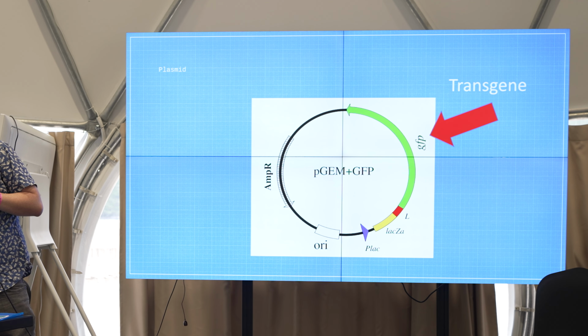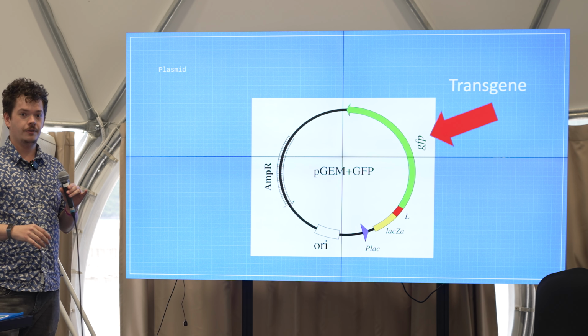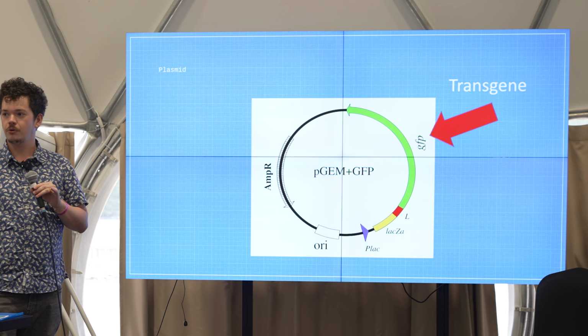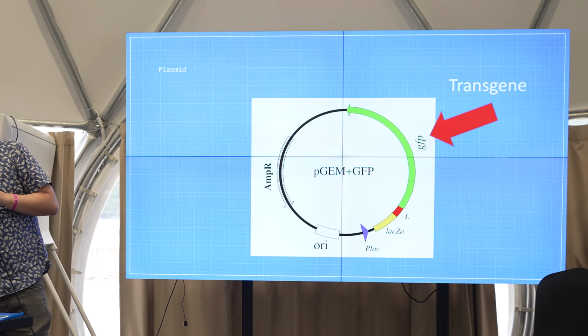And of course, the transgene. In this case, the hello world of gene therapy, the thing that everyone does, GFP. So green fluorescent protein, it glows green. It does what it says on the tin.